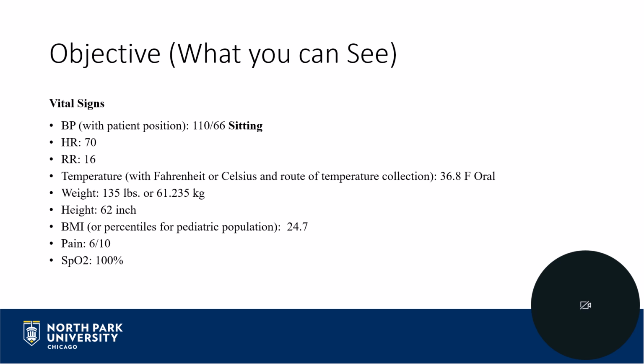Now we are about to go into the objective piece. Objective is what you can see. We're done with what the patient tells us. It's what you see. And we're going to start with vital signs. The patient's position should be listed in here. So 110/66, that's great. If they have an elevated blood pressure, it should be retaken, not immediately.